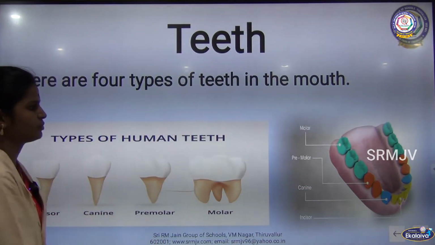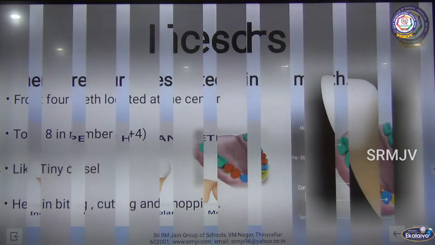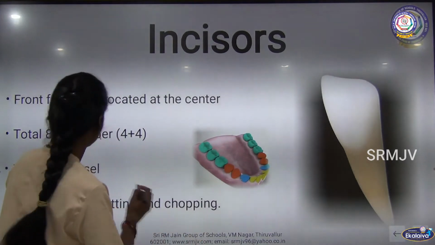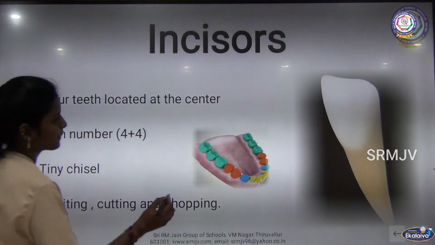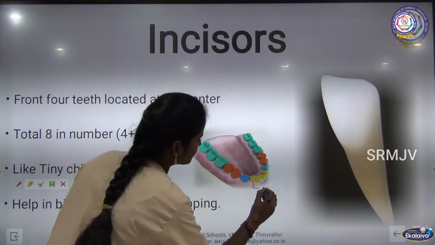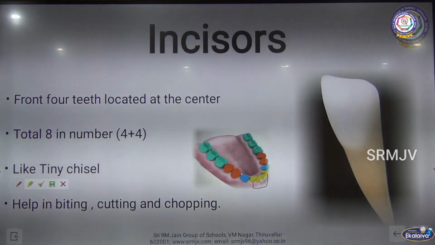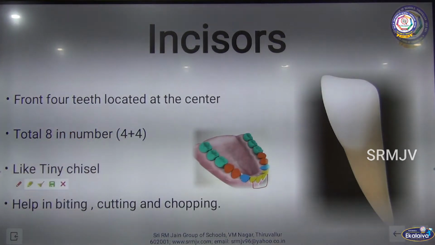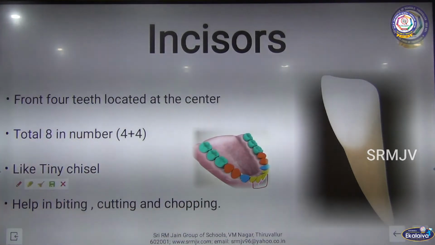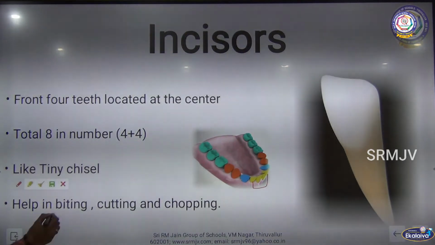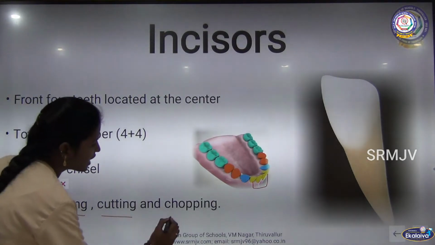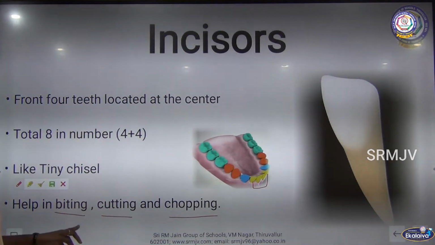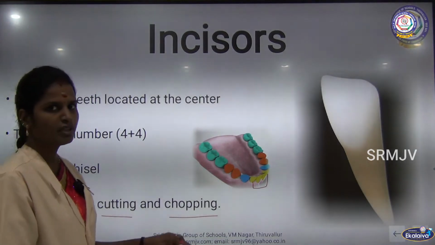Let us see one by one. So the front 4 teeth which are located at the center are called incisors, totally 8 in number, and they are like tiny chisels. These incisors help in biting the food, cutting the food and chopping the food. Incisors help in biting, cutting and chopping the food items.